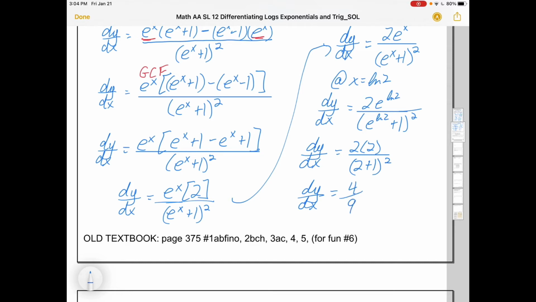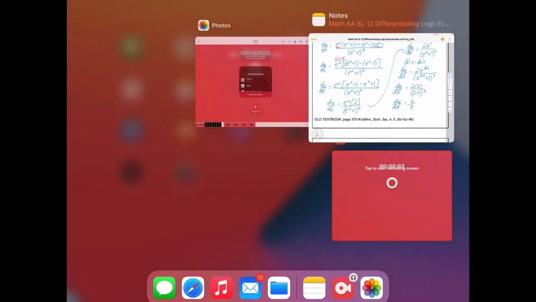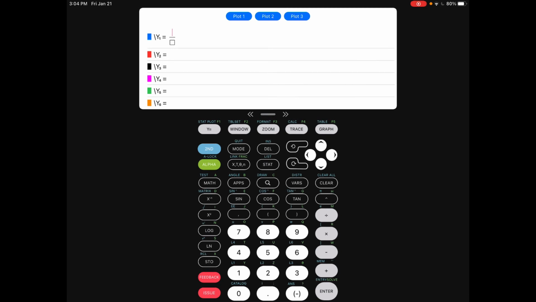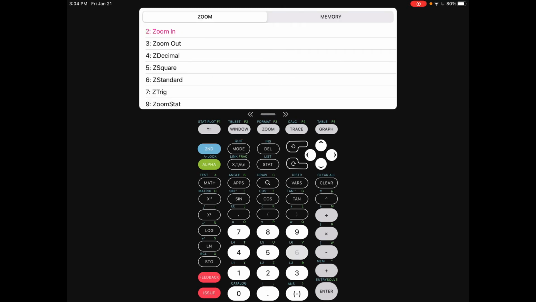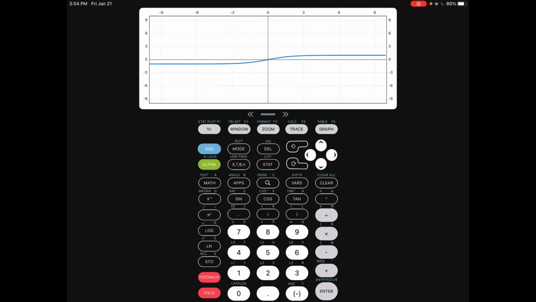I don't feel that confident about this. That's 0.444, but I'll go to decimals and check it out. Actually, maybe I'll go to the GDC and check it out. So e to the x minus 1 all over e to the x plus 1. That was the original function. I've got to watch out here. That plus 1 should be down here. Okay, zoom standard because I don't really know what it looks like.